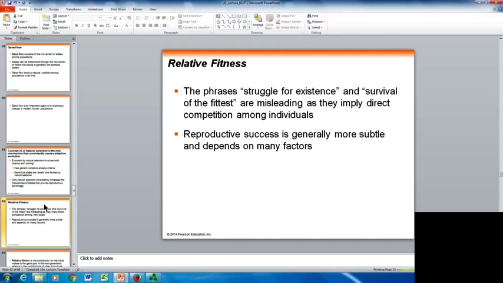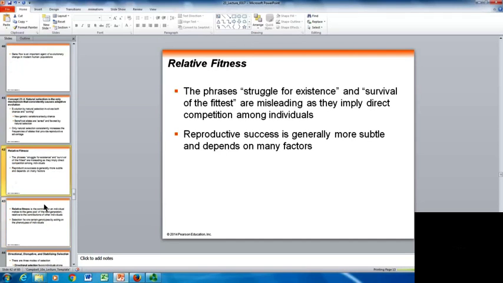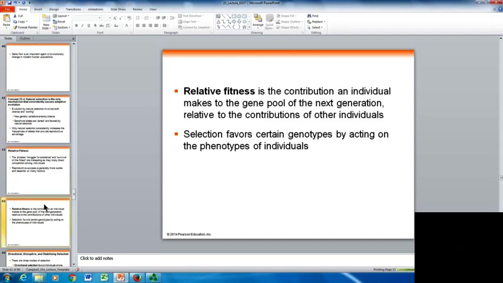So relative fitness: the phrases struggle for existence and survival of the fittest are a little bit misleading because they imply direct competition among individuals. Reproductive success is generally more subtle and it depends on many factors. So relative fitness is the contribution that an individual makes to the gene pool of the next generation, compared to the relative contributions of other individuals. Selection favors certain genotypes by acting on the phenotypes of the individuals.